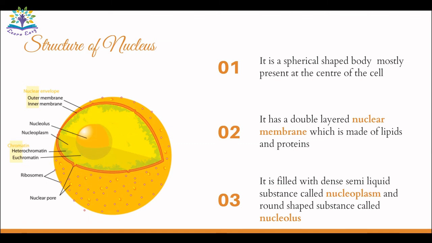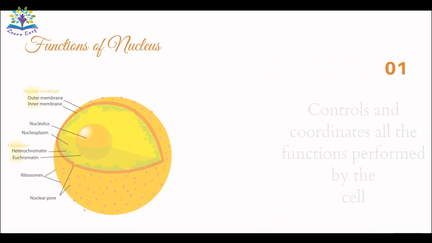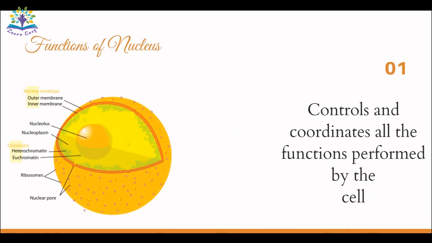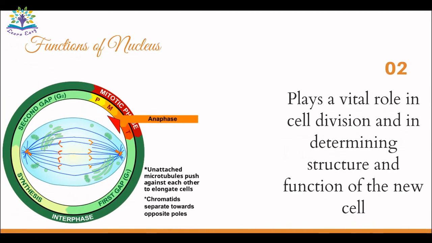Nucleoplasm consists of thread-like substance called chromatin fiber. During cell division, they condense to form chromosome. They are genetic carriers of an organism. Nucleus controls and coordinates all the functions performed by the cell. It plays a vital role in cellular reproduction. It also helps in determining how the cell will develop and what functions it will perform on maturity.